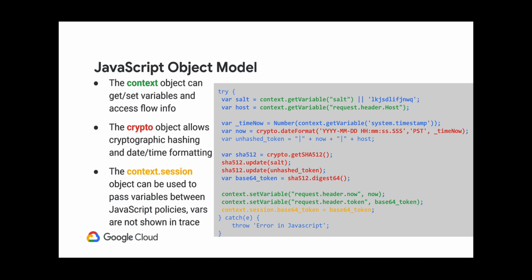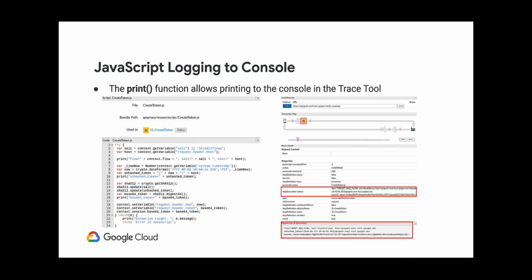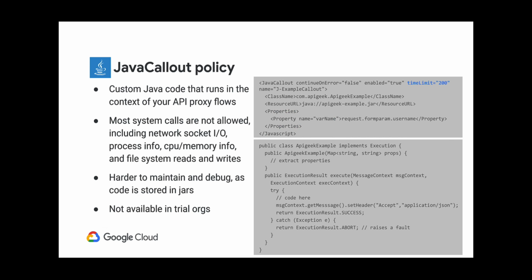When using the JavaScript policy, you have access to a rich object model. The context object is central, providing access to Apigee variables and flow information. The crypto object also allows you to perform cryptographic operations and time date formatting. And the context.session object can be used to pass variables between different JavaScript policies within the same flow. For debugging your JavaScript code, you can use the print function. This will output messages to the console, which you can then view in the trace tool within Apigee, making it easier to understand what your custom code is doing.